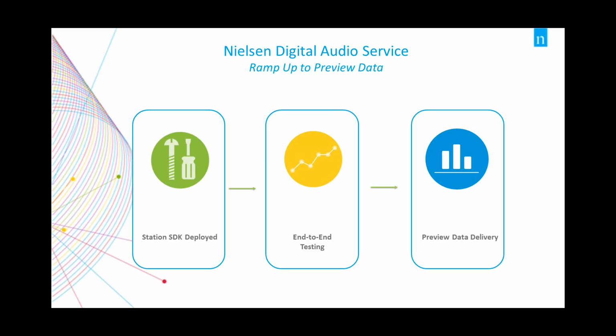This is the kind of simple process, the ramp up to preview. Your station SDK gets quote-unquote deployed. You can read that to mean live to the consumer. The Nielsen data team, my data team, will do end-to-end testing to make sure a number of things are happening, including the station crediting is correct, the metro crediting is correct, all of that good stuff. And then after that middle phase of making sure everything is working and doing end-to-end testing, we will begin plans for preview data delivery.